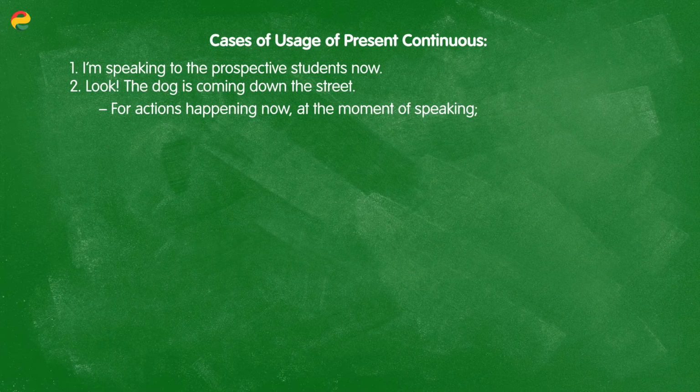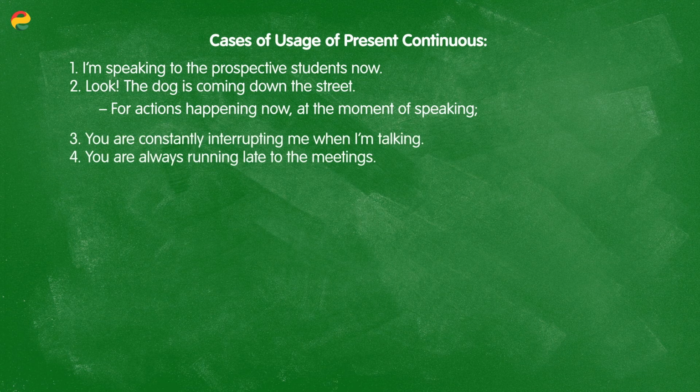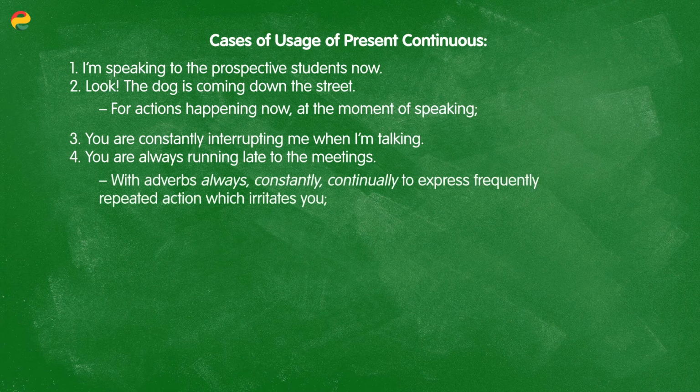However, I can also say that you are constantly interrupting me when I'm talking, or you're always running late to the meetings. And here, I am talking about a habit. I am talking about something that happens all the time. But here it is something that annoys me, that irritates me, something that makes me angry, which is why I am using the present continuous instead of the present simple.